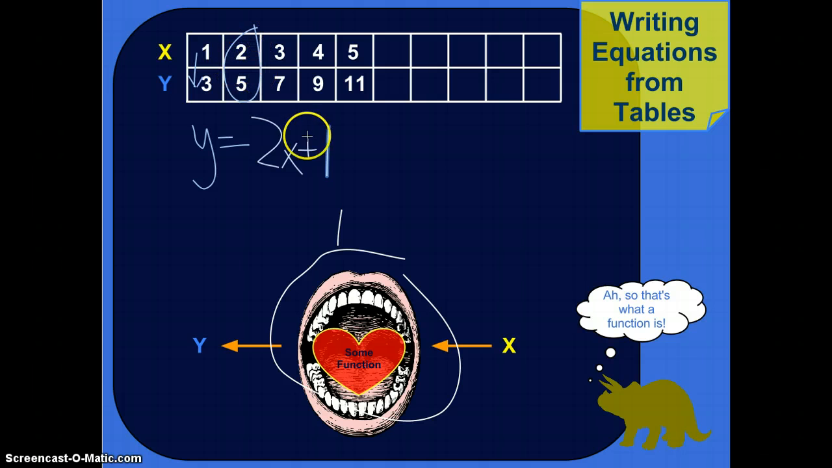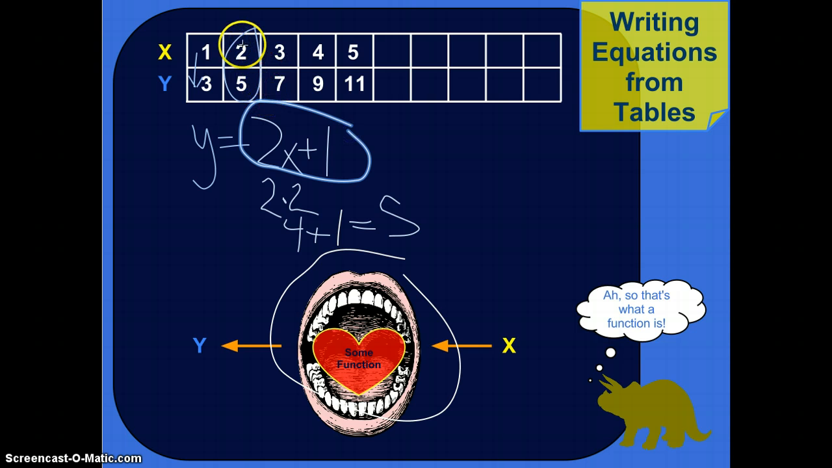What about the second pair? Let's plug in the 2 for x. So this would be 2 times 2, which is 4. And then add that 1, so 4 plus 1 equals 5. Yeah, so if I use this equation, a 2 will become a 5. Let's try it on this point here and make sure that's the right equation.